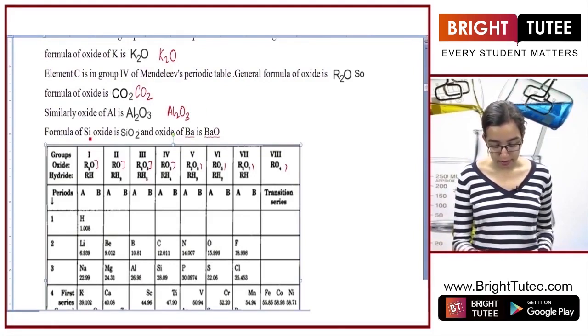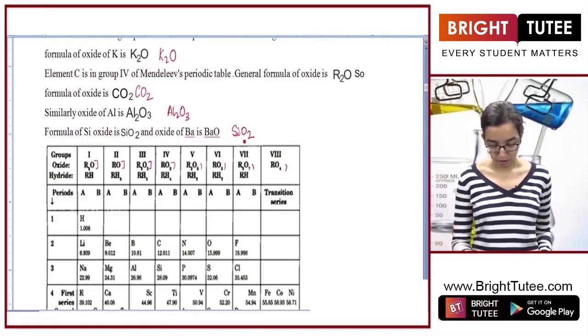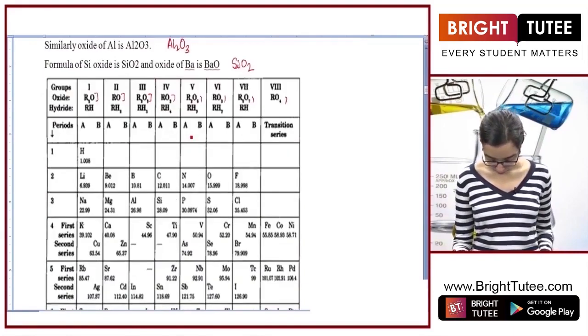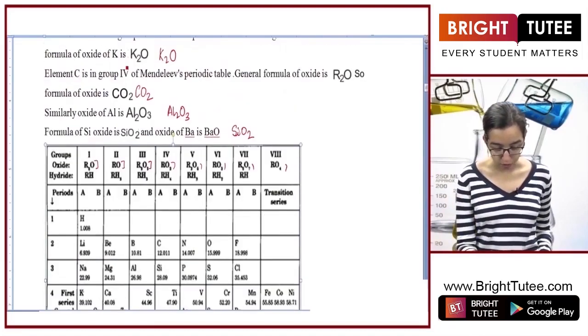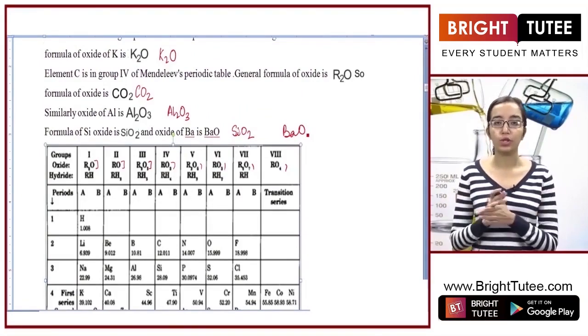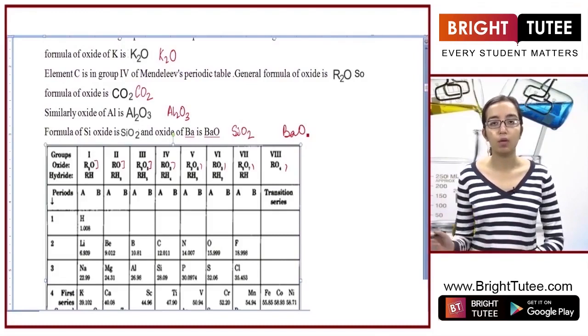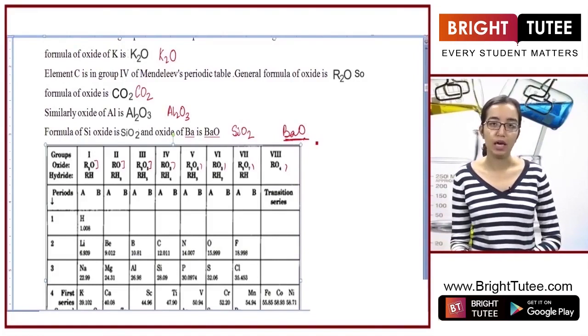Next is the formula of silicon. Silicon also lies in the same group as carbon, and that is why it would show the same structure, SiO2, same as CO2. Then is barium. You see barium is here and barium is in the group RO. So, the formula of barium oxide would be BaO. That is because the valency of barium is 2 and the valency of oxygen is also 2, which cancel out one another, and hence we get a compound of RO type, barium oxide, BaO.